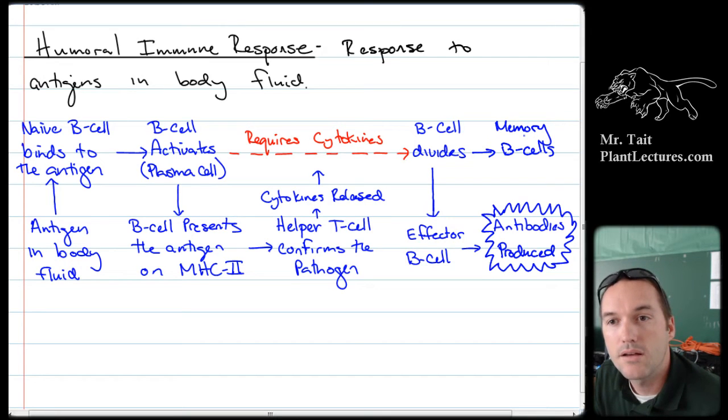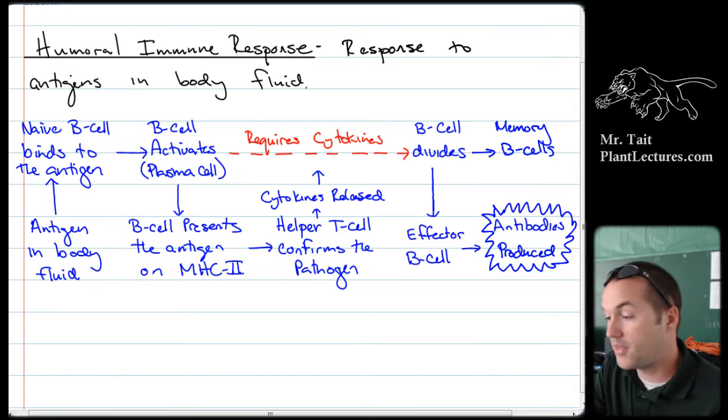Yeah. What do they produce again to fight the infection? The antibodies are the thing that are actually fighting the infection, but those are produced by the effector B cells.